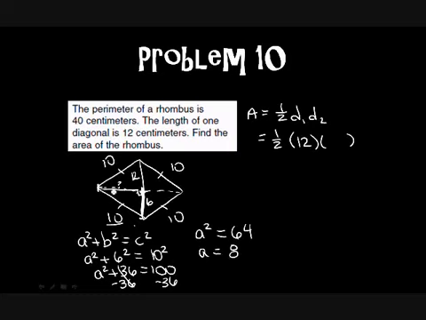So if this right here is 8, then it means that whole diagonal has to be 16. And so that's what I plug in there. And then if you actually multiply that out, you get 96 as our area, which is exactly what we started out with in the other problem. And so that's how that's done, is with the right triangle.